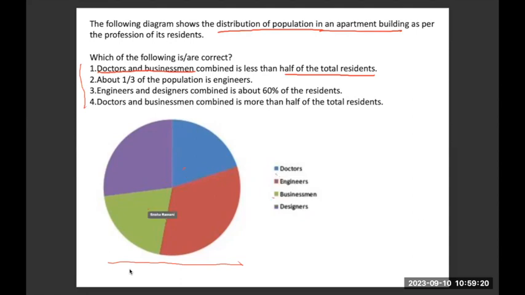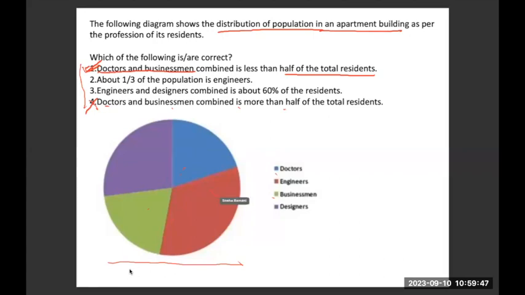Blue and green combined is less than half, which is correct, of course. There is no doubt about it. They are less than half. Now, if I say 1 is correct, option 4 will automatically be wrong. Why? Because the 4th option says doctors and businessmen combined is more than half, which is opposite of what 1 says. So between 2 and 3, about 1/3 of the population is engineers.